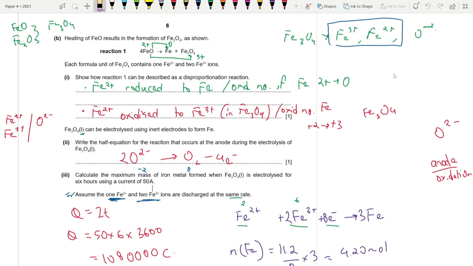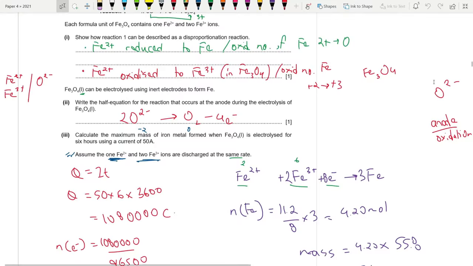and I wasn't able to do it either because we didn't see this line actually. Assume that one Fe2+ and two Fe3+ ions are discharged at the same rate. This line has significance, alright? What does this indicate? I'll teach you. Basically, Fe3O4, right? It has both Fe2+ ions and Fe3+ ions, okay? But what's the ratio between them? Like for each Fe2+, will we get like reduce one Fe3+? For each Fe2+, will we reduce three Fe3+? Does it work like that?